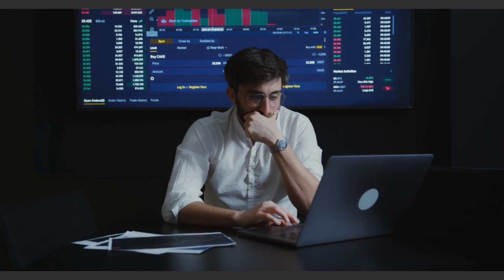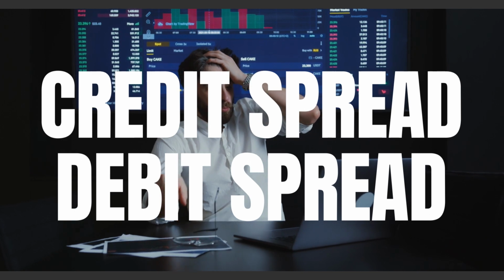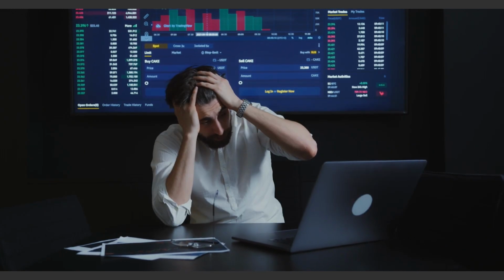As an options trader, you probably know that there are two main types of trades that people like to take: credit spreads and debit spreads. So we're going to break these down.